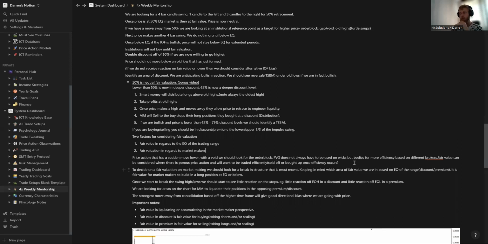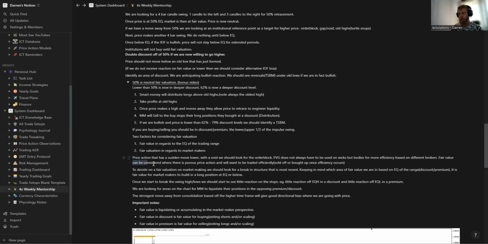Fair value gap does not always have to be used on wicks, but bodies for more efficiency based on different brokers. Like I said, you should use the swing highs and lows of the wicks currently, but because different brokers will not have identical candlesticks, it is better to use bodies. But for the exercise that you are given, you should use the wicks. Later you can use the bodies for better price, but that's really what we are saying and why we are saying it about using wicks versus bodies.